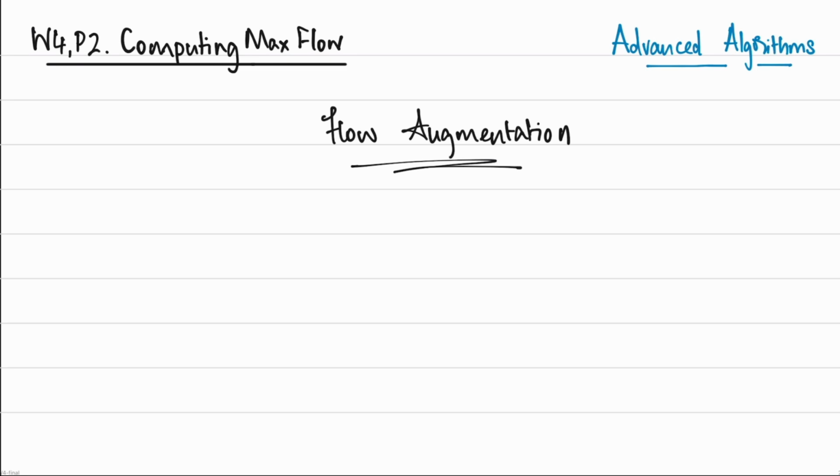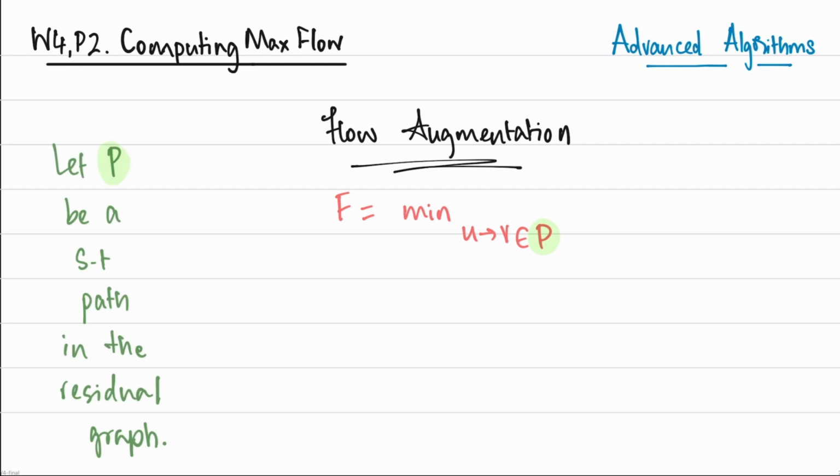So let me denote the capacity of the bottleneck edge by capital F. F is going to be the tightest capacity that we have in our path. So let's go over all the edges in the path P. Here P is some S to T path, right? And now we want to pull up the tightest capacity, but in the residual network. That's why I'm using C sub f.